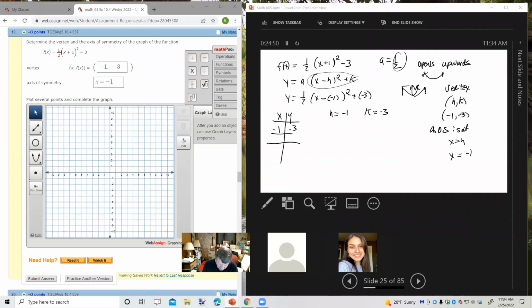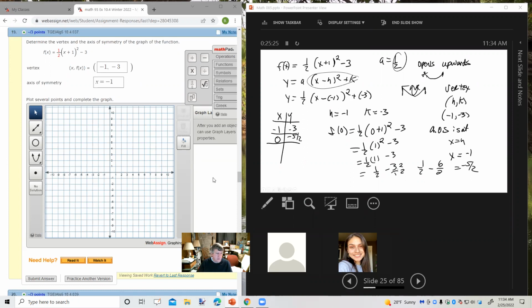I'm just going to let x equal 0 and let's see what we get. So f of 0 is 1/2 times 0 plus 1 squared minus 3, which is 1/2 times 0 plus 1 is 1. Order of operations, 1 squared is 1. 1 times 1/2 is 1/2. So we've got 1/2 minus 3. So 1/2 minus 6/2, which would be -5/2.